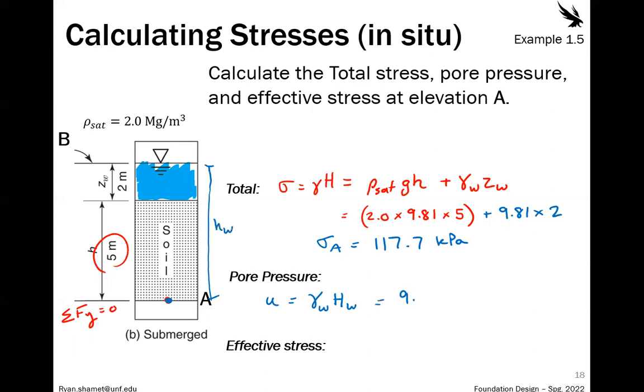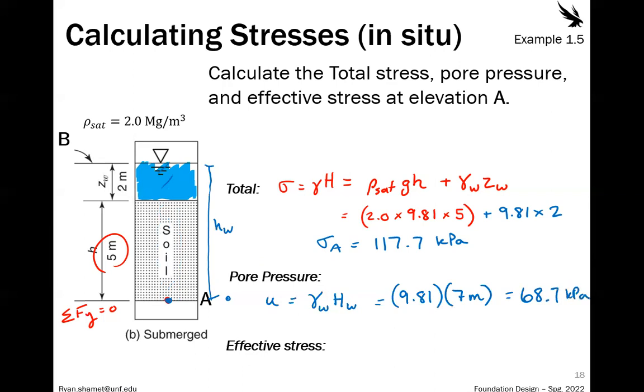So now we have 9.81, which is the unit weight of water, times the height of that water, which is 7 meters. So it's not just 5. Again, if we were to dig a hole through this soil, we would see the whole thing fill up with water. So that height of the water is going to be 7 meters. That's really important. Don't just do 2 meters for that case. It's easy math here.